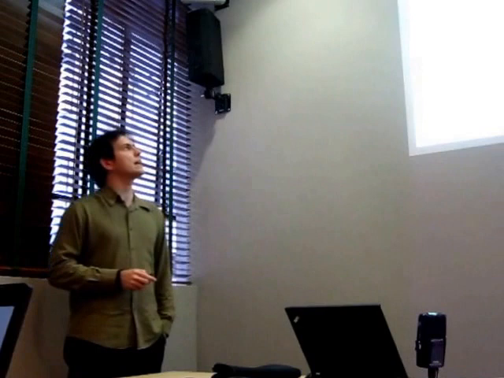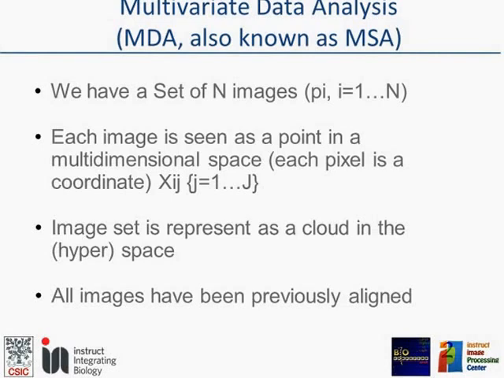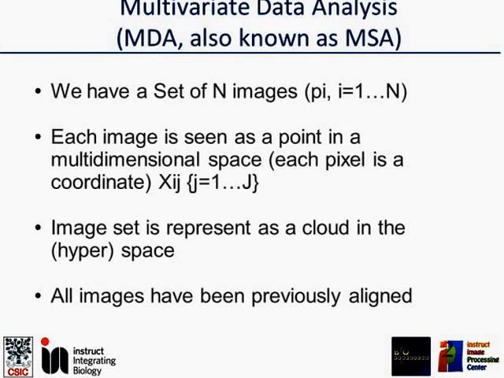So in this topic of multivariate data analysis, I will start by setting more or less the basis. We have as input a set of n images that are the same input for all of the algorithms. And for this analysis, each image is seen as a vector in a multidimensional space. So each pixel of the image can be set as a coordinate. Imagine in 2D, but an image can have any number of pixels, and we treat this as a vector.